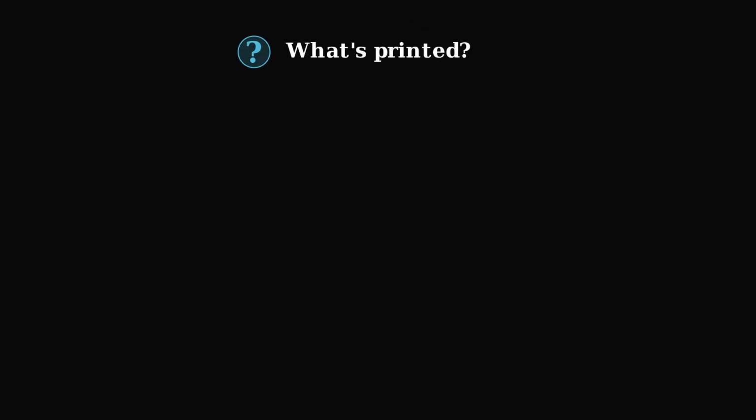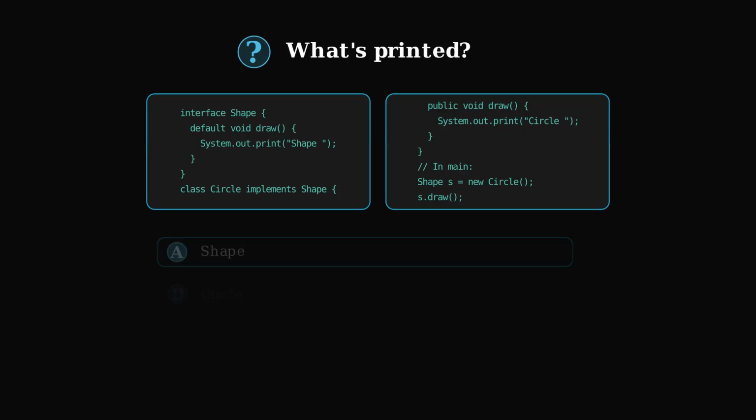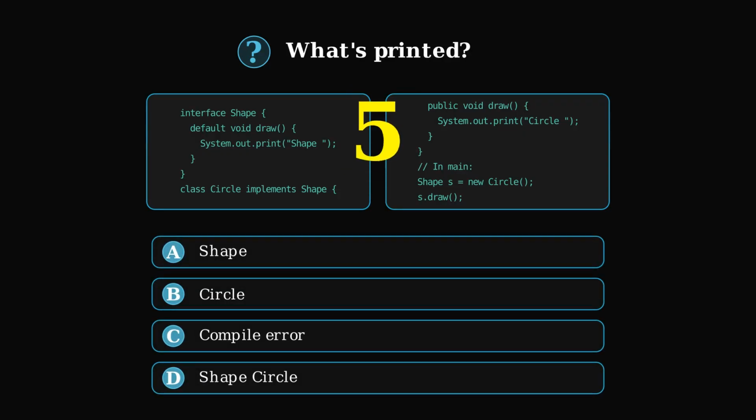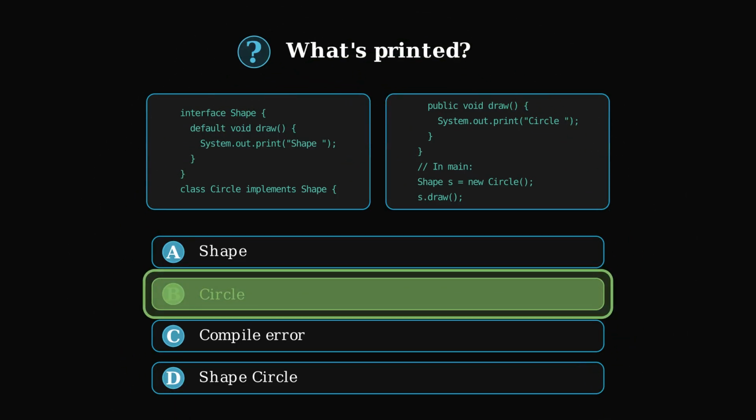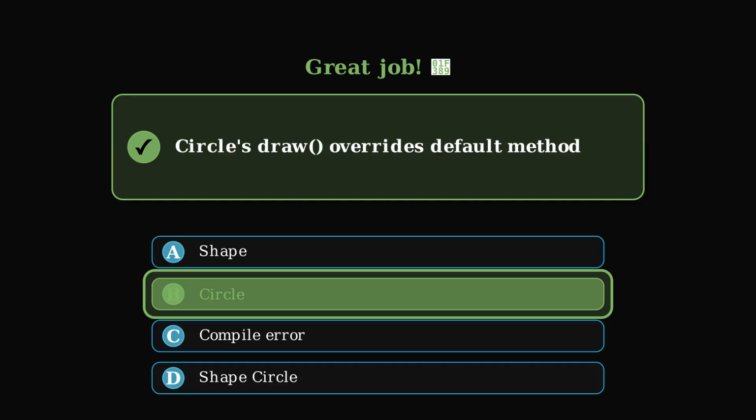What's printed? Which one is correct? The correct answer is circle's draw overrides the default method.